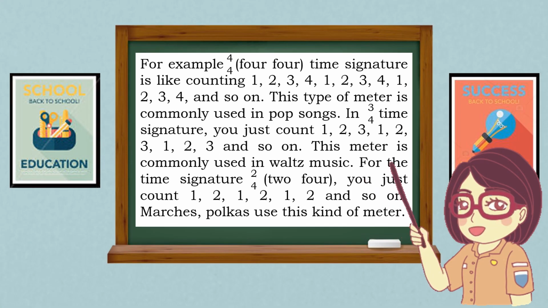For example, 4/4 time signature is like counting 1, 2, 3, 4, 1, 2, 3, 4, 1, 2, 3, 4, and so on. This type of meter is commonly used in pop songs. In 3/4 time signature, you just count 1, 2, 3, 1, 2, 3, 1, 2, 3, and so on. This meter is commonly used in waltz music. For the time signature 2/4, you just count 1, 2, 1, 2, 1, 2, and so on. Marches, polkas use this kind of meter.